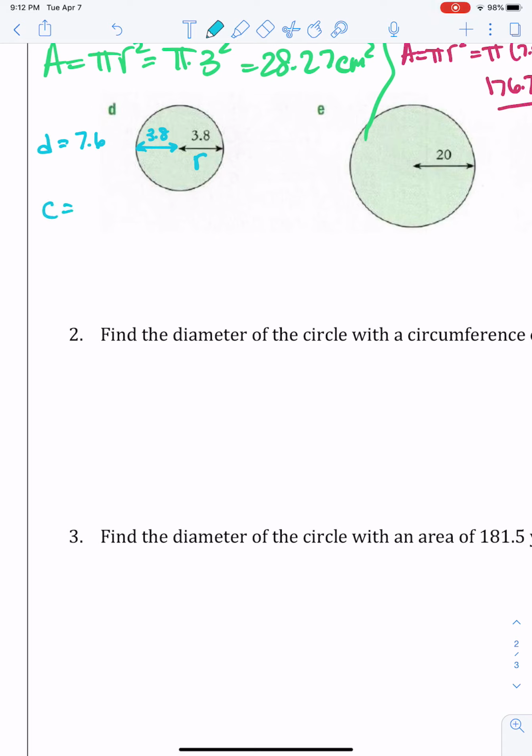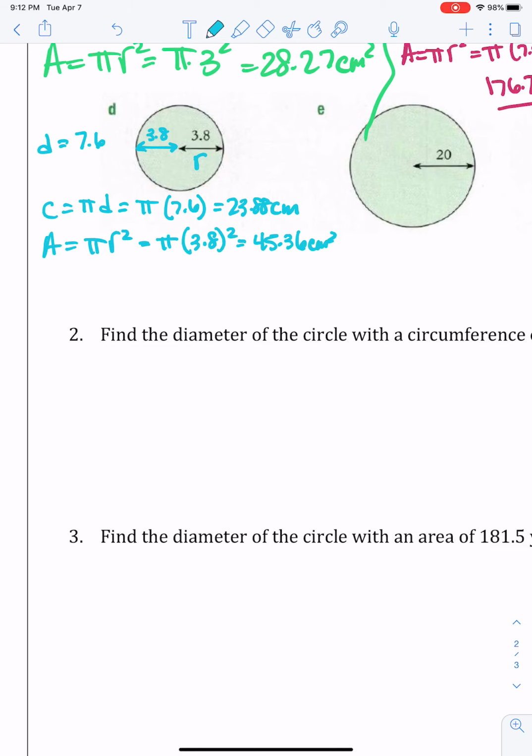So circumference equals pi d. That's pi times 7.6, 23.88 centimeters. Area equals pi r squared. That's pi times 3.8 squared, which is 45.36 centimeters squared.